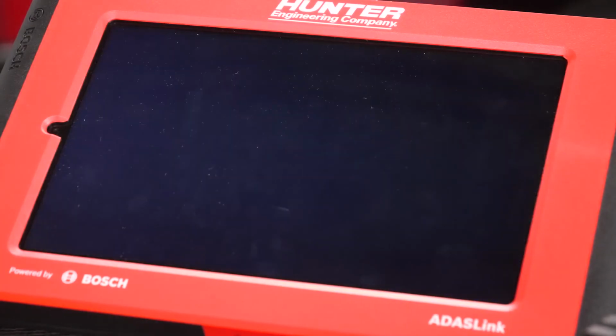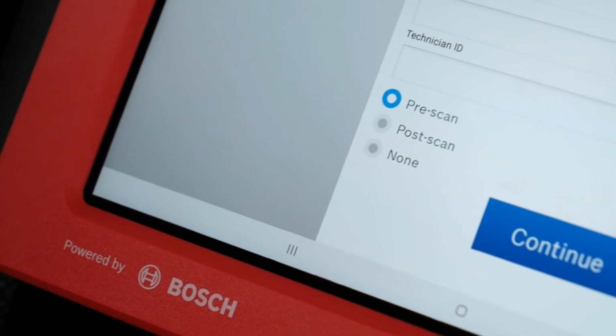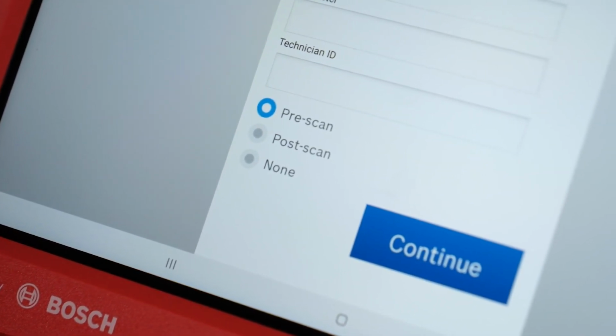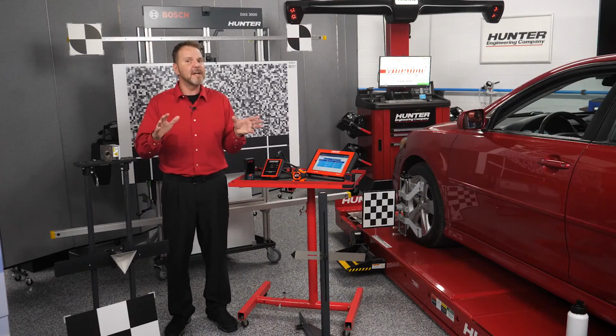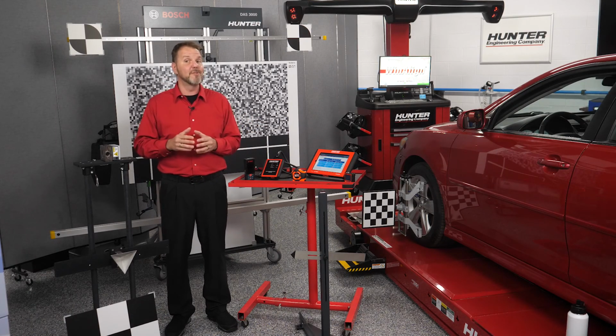ADAS Link is tech-friendly and will walk the technician through the calibration procedures for the vehicle they are servicing. Setup and calibration can be achieved in half the time compared to other systems on the market currently. Pre- and post-scans are saved to be printed to provide full documentation of services and calibrations performed. This provides your customer the peace of mind to know that their vehicle is safe and the job was done correctly.